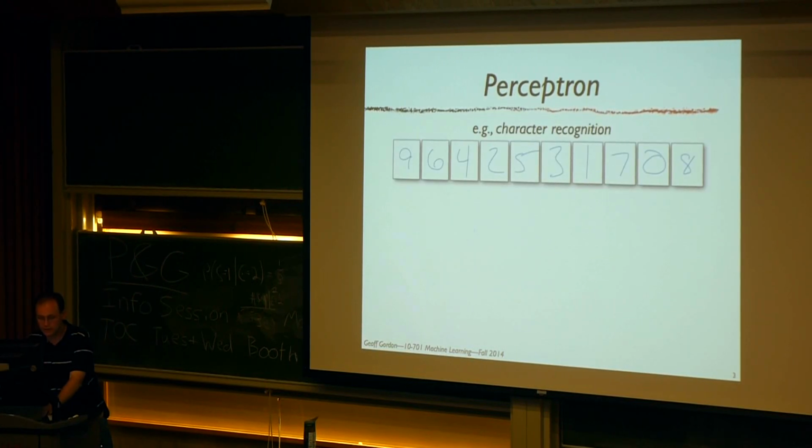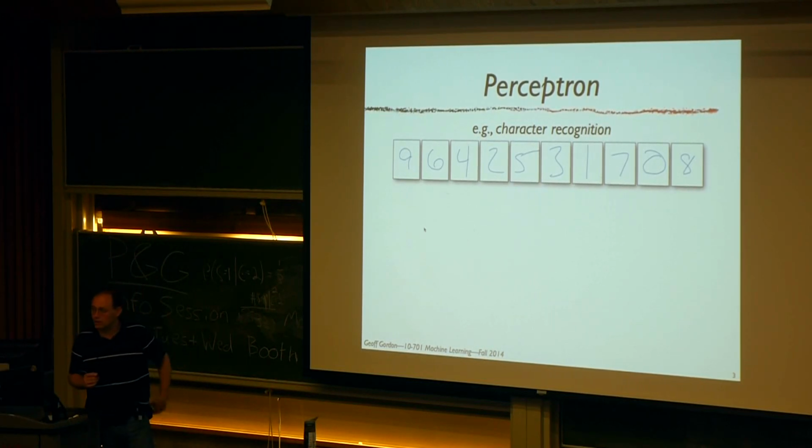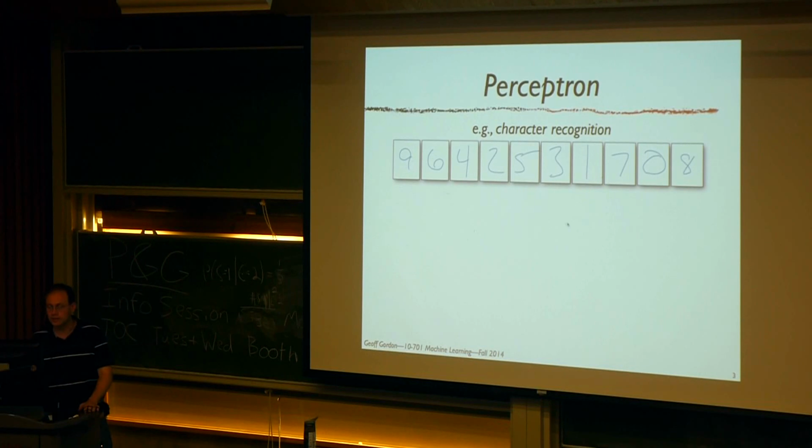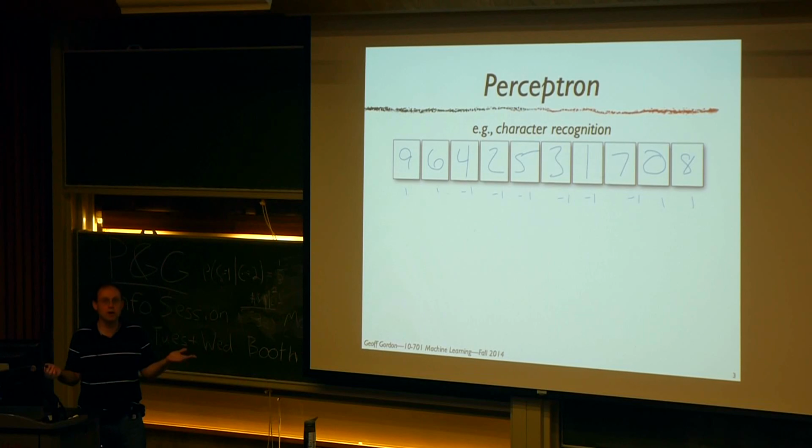Let's take a look at the perceptron. So we're in classification again. For example, character recognition. You could have all of these different handwritten digits, and you could try and split them into two classes. So I'm going to call this class, let's say, 1, 1, -1, -1, -1, -1, -1, 1, and 1. I've labeled the classes +1 and -1 instead of 0 and 1. Hopefully that doesn't cause any confusion, but it'll be convenient for notation today.